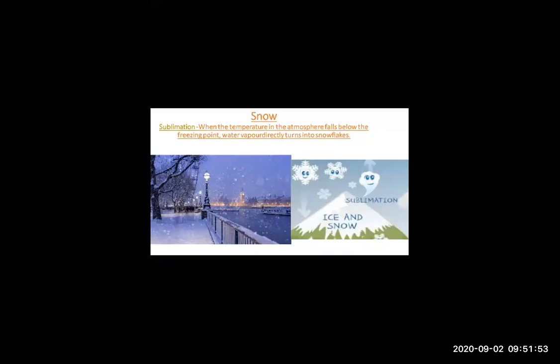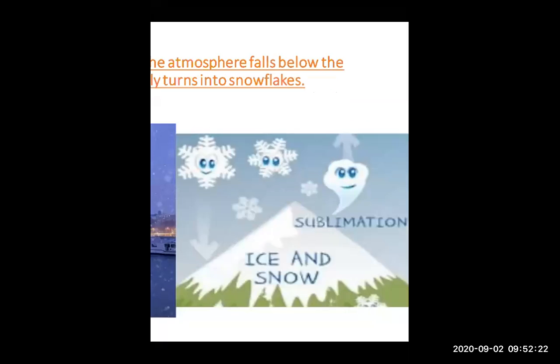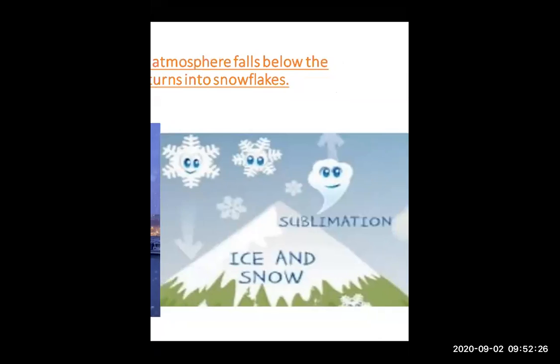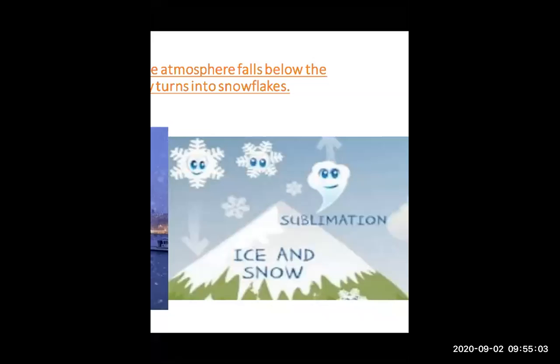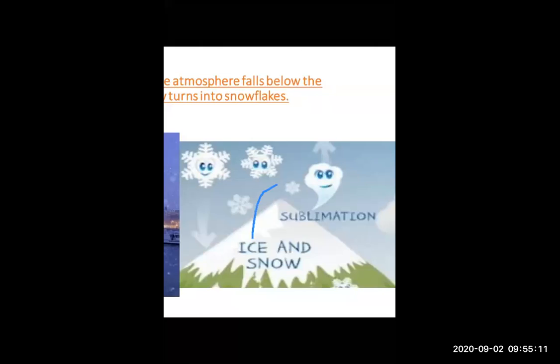Snow is a solid particle. But how is snow formed? When the temperature in the atmosphere falls below the freezing point, at that time water vapor directly turns into snowflakes. And this is called sublimation. Just look over there, students. Sublimation: when the temperature in the atmosphere falls below the freezing point, water vapor directly turns into snowflakes. And this is called sublimation.